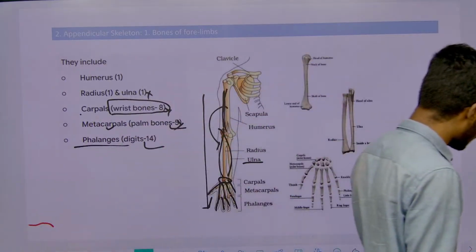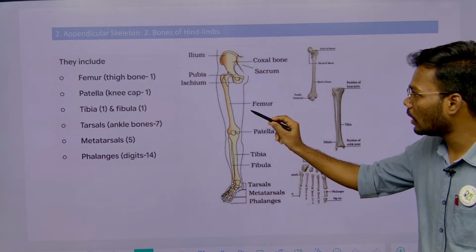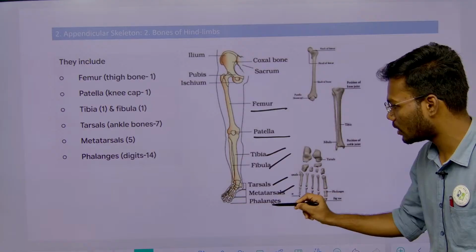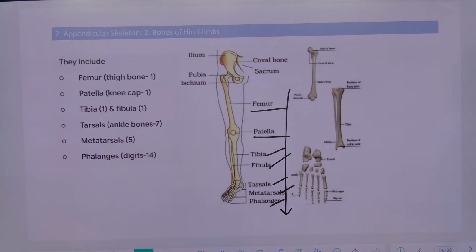And in the leg also, you need to remember the order of the bones. Right? Starting with femur, patella, tibia, fibula, and tarsals, metatarsals, phalanges. So you need to remember the order of the hind limb and forelimb, right?